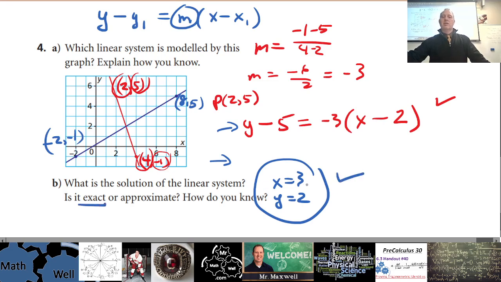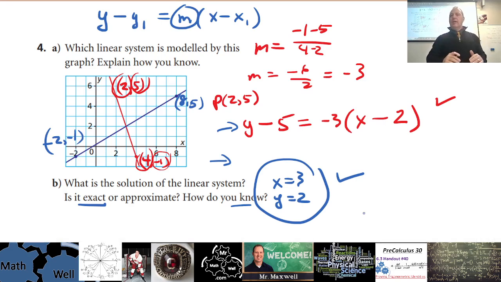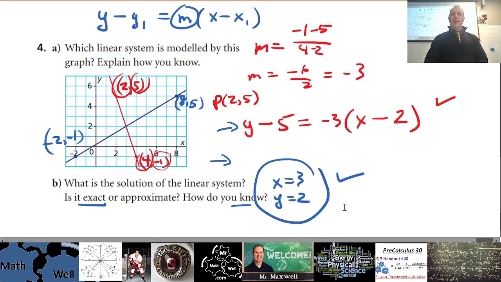It is exact because these are exact decimals. And how do you know? You've shown your check there. Okay? I'll let you tackle the rest of that on your own and check the back of the book for your answers. And Matt, let me know if you have any other questions about it.